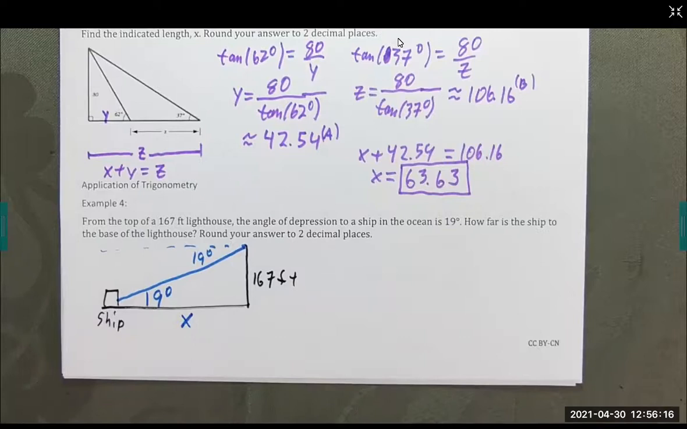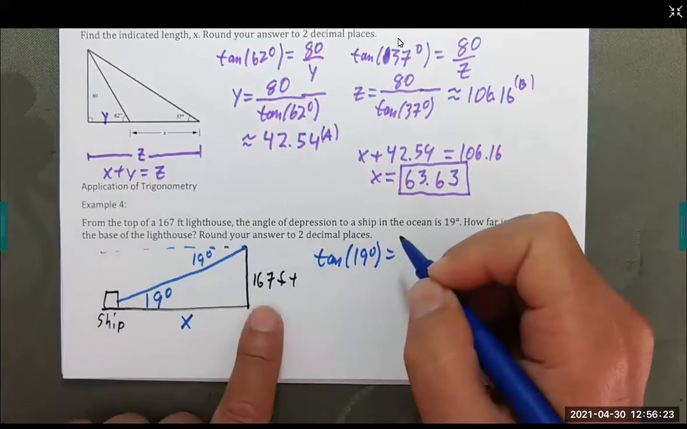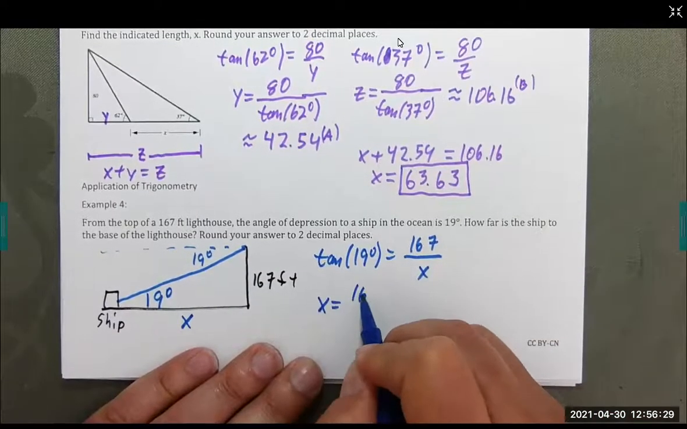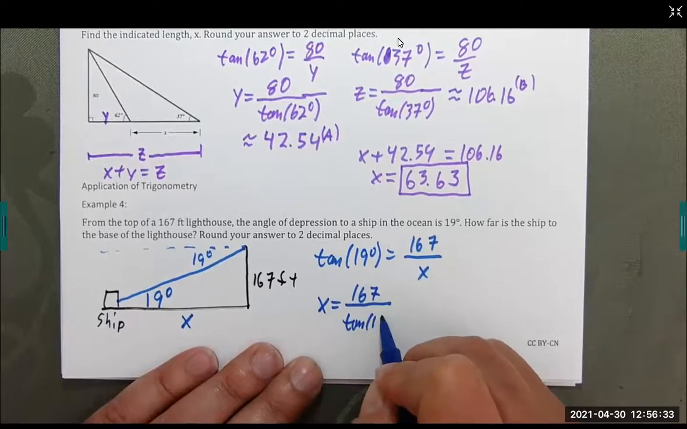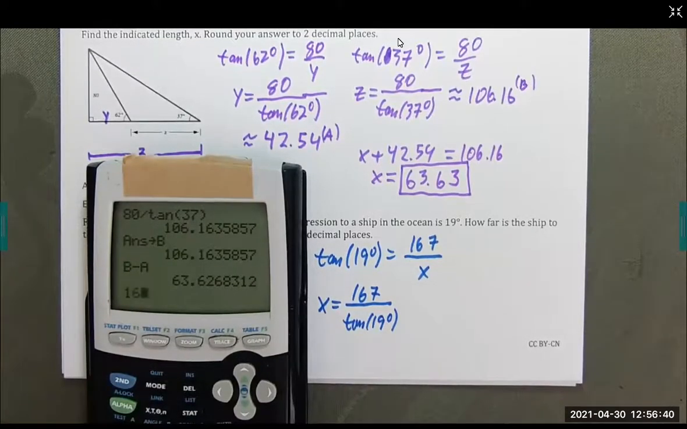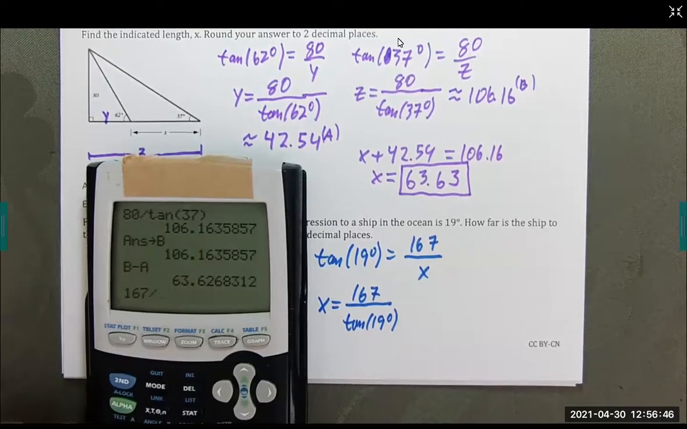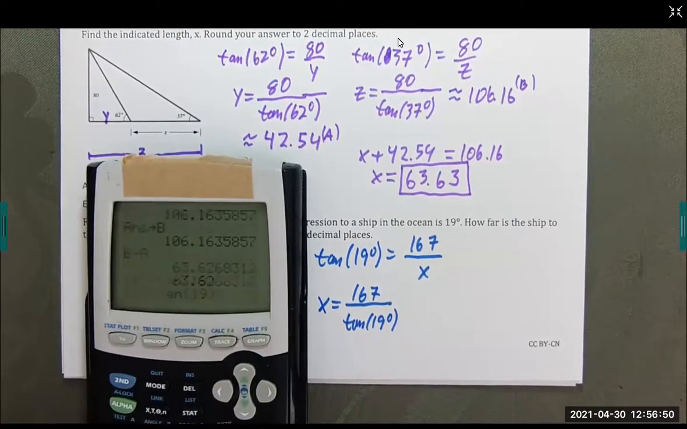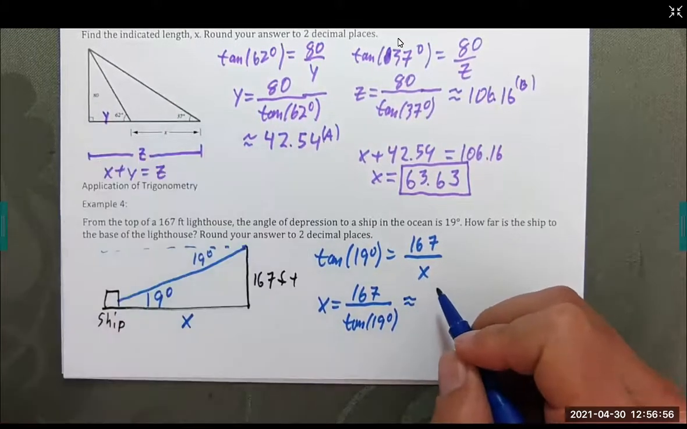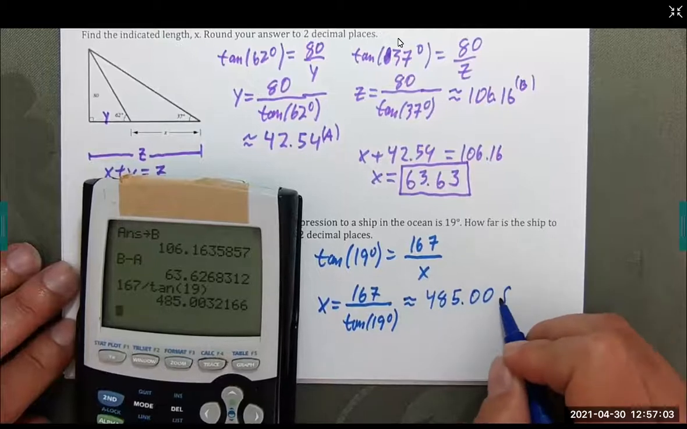So it looks like we have opposite over adjacent. That is the tangent of 19 degrees is going to be the opposite, 167, over the adjacent, which is X. So that's going to be 167, double check, degree mode. 167 divided by the tangent of 19 degrees. It looks like the ship, and round off to 2 decimal places it says, is 485.00 feet.